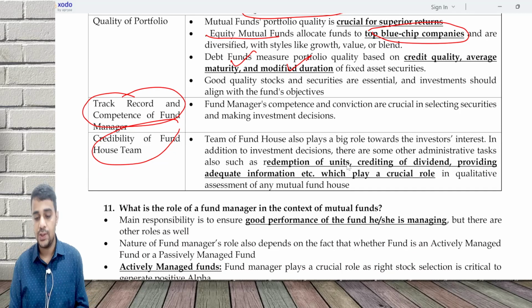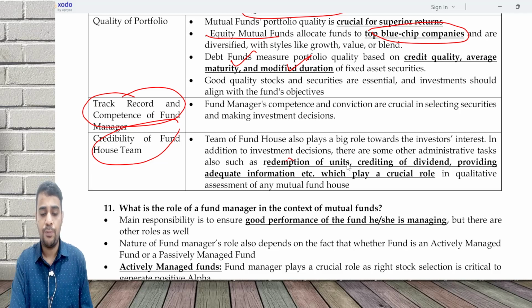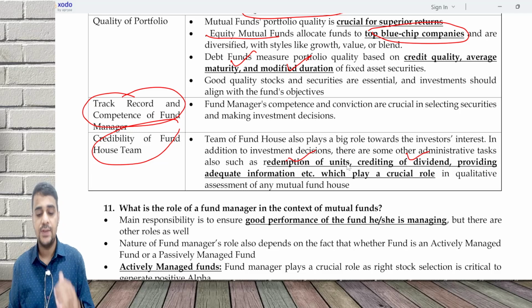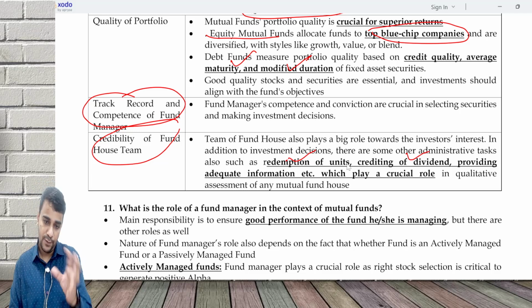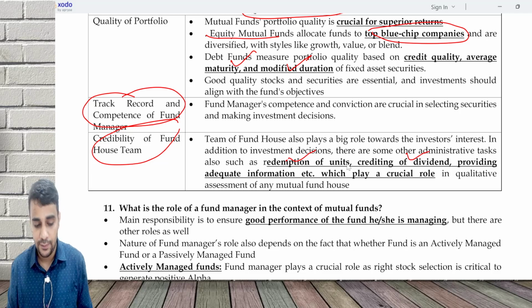One is on the research side, second also on the support which needs to be given. An MF investor may need some support. He may need some support on redemption of units, crediting of dividend, or he wants some information. Is the mutual fund giving that information or not? So you will have to take care of the investment side as well as the administrative task.